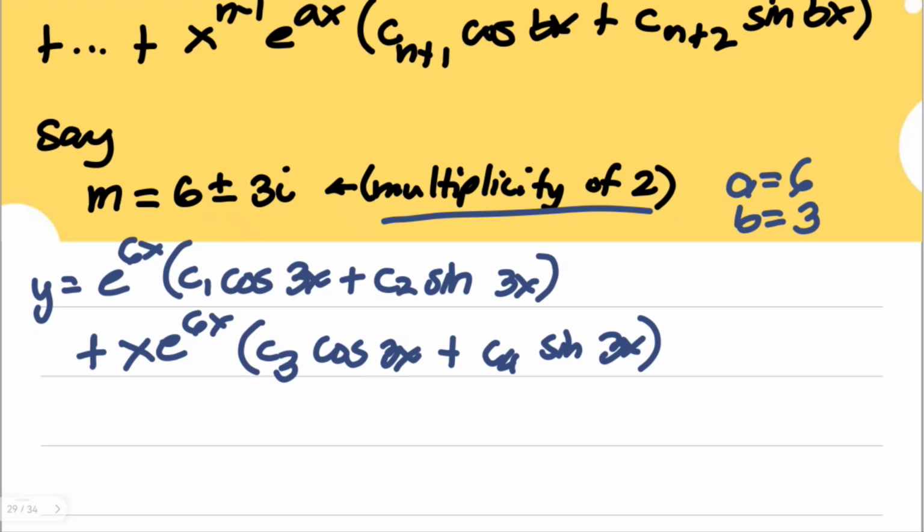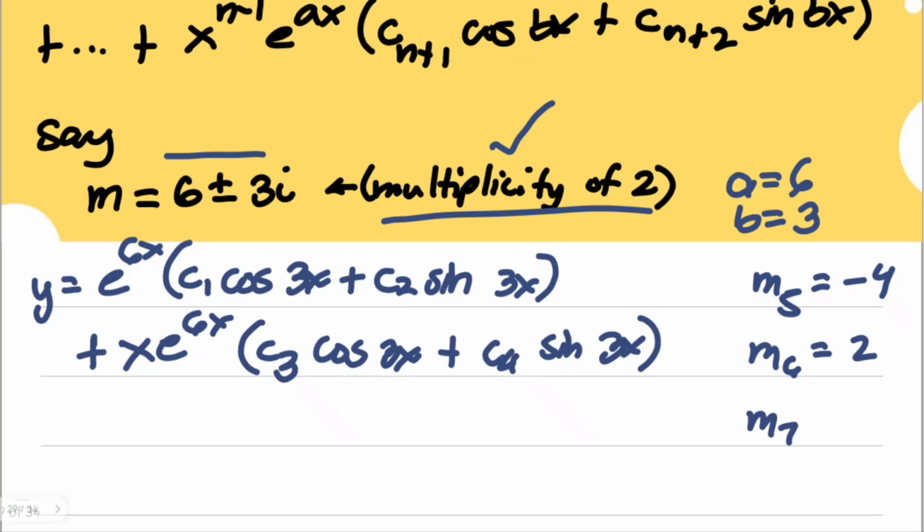I'm not going to give an example for combinations, but you can imagine if our roots are imaginary with multiplicity, and let's say another root. Let's say in this case m sub 1, 2, 3, 4, let's say m sub 5 is negative 4, and let's say m sub 6 is 2, and m sub 7 is also 2. So we have multiplicity for real, and we have a distinct one here. So it could be a combination of all. Okay, so you can try that on your own.